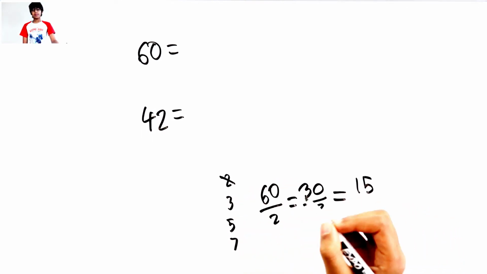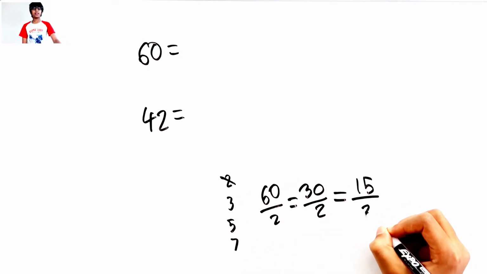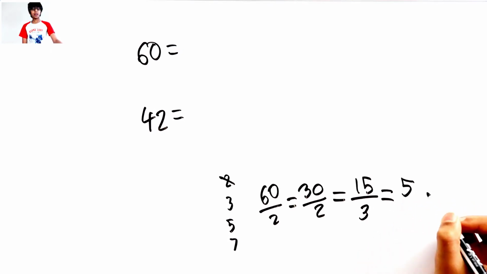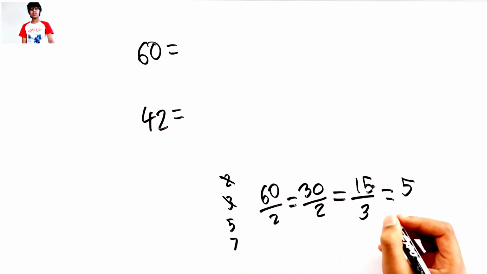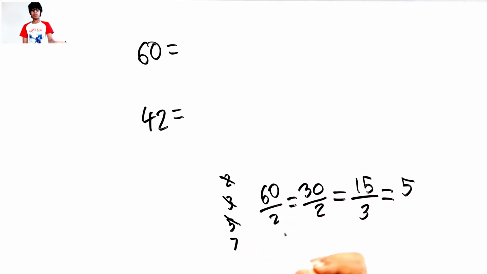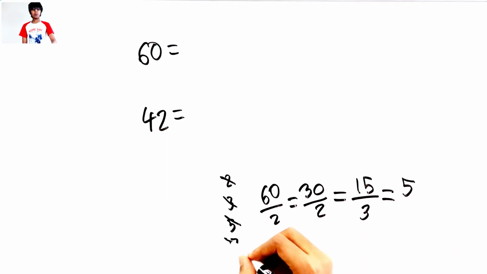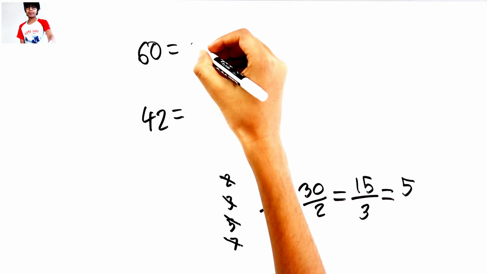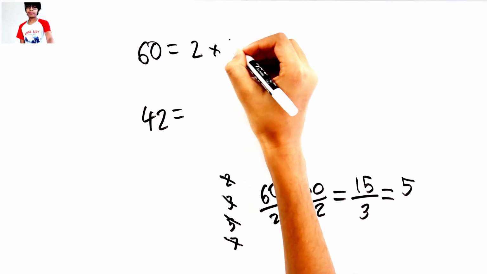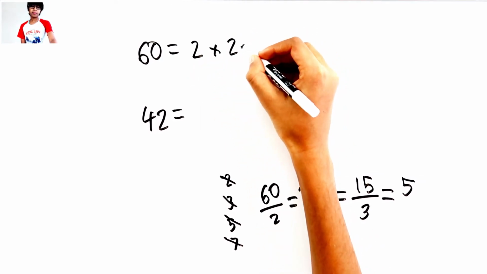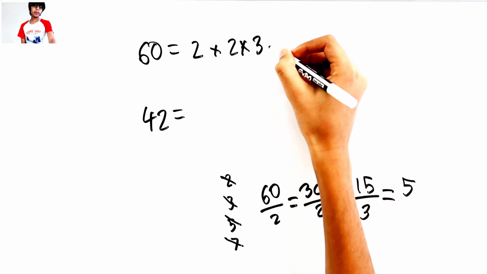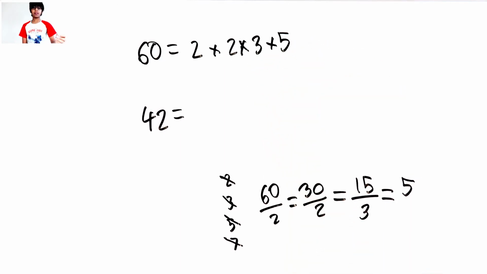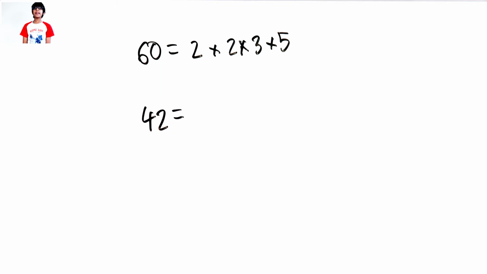Can 15 be divided by 2? No. Can 15 be divided by 3? Yes. That's 5. Can 5 be divided by 3? No. Can 5 be divided by 5? No. Can 5 be divided by 7? Nope. So, these are the prime number factors of 60. 2, 2, 3, and 5.